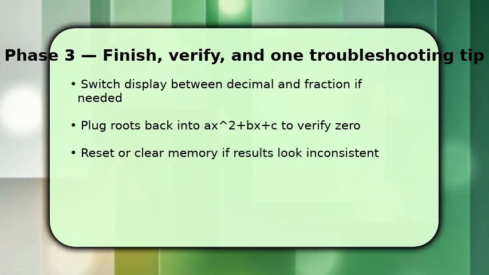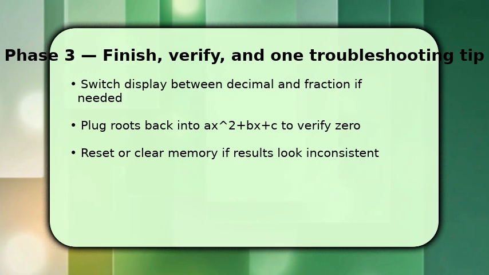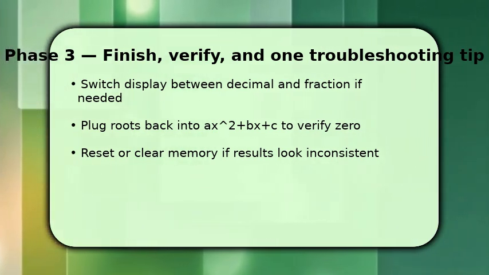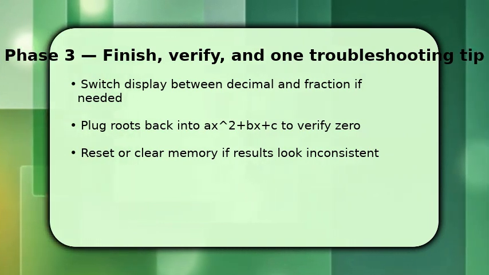To finish, change the output format if you prefer fractions or decimals. Many calculators have a toggle for that, so make your choice. Then verify by substituting each root into the original equation to confirm you get 0. This checks entry and rounding errors.